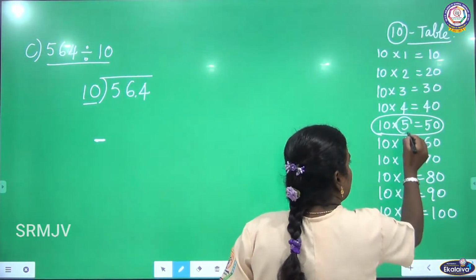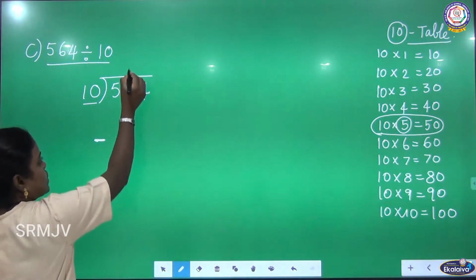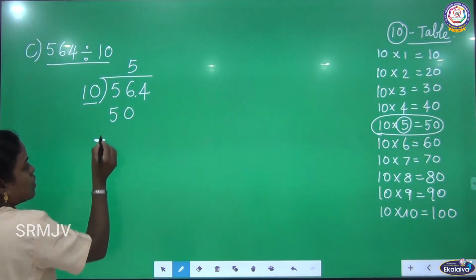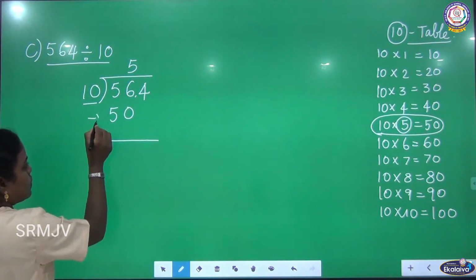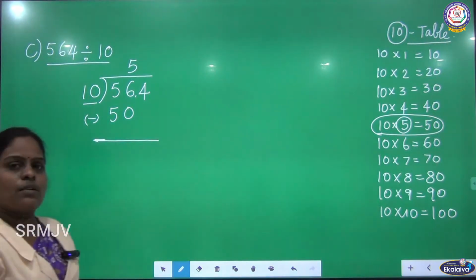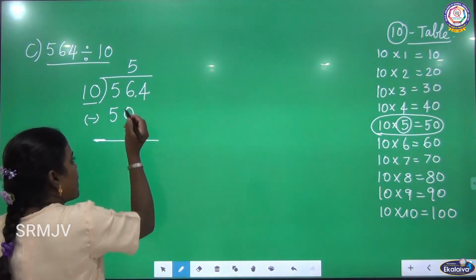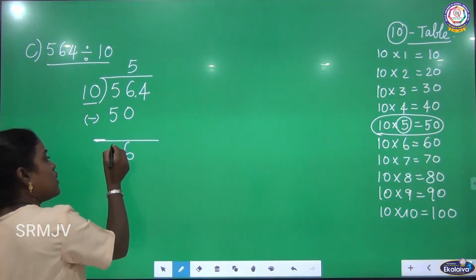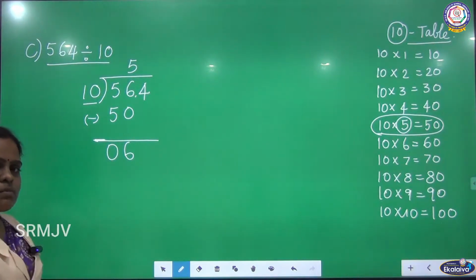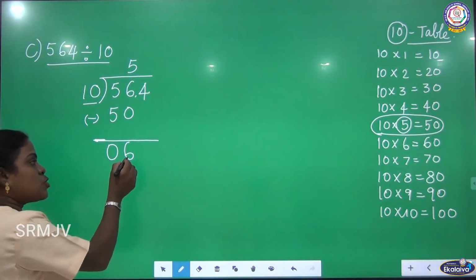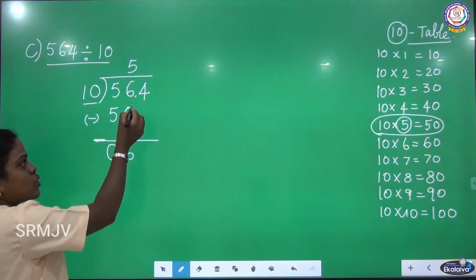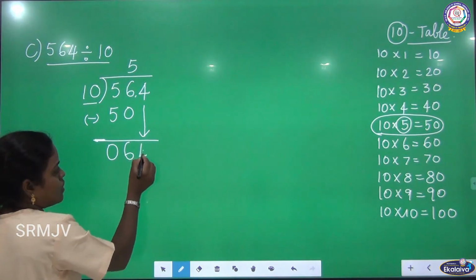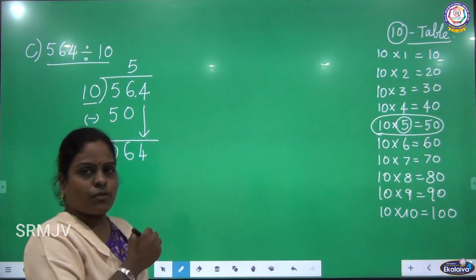So write 5 in the quotient, 50 below that number. Now let us subtract 56 minus 50. 6 minus 0, 6. 5 minus 5, it is 0. Now listen to the remainder, children. It is smaller than the divisor. So now we have to bring down the next digit. Listen to the number. It is 64.